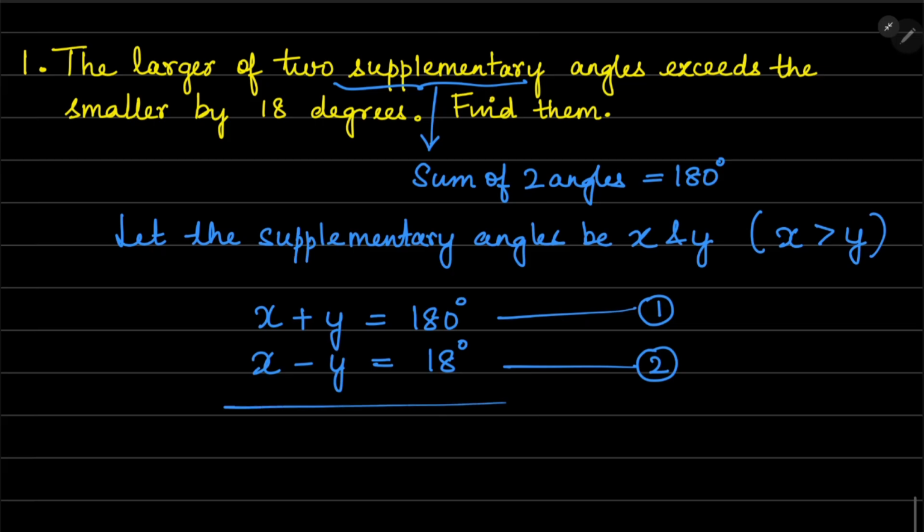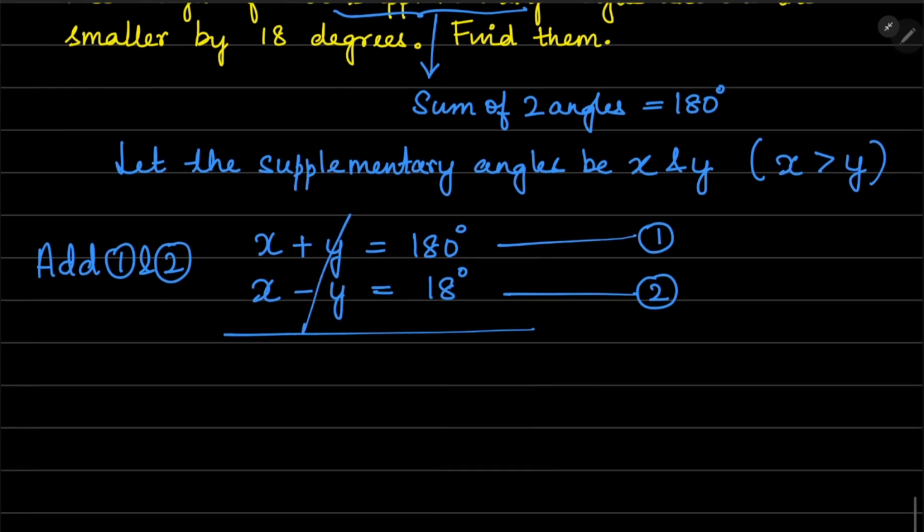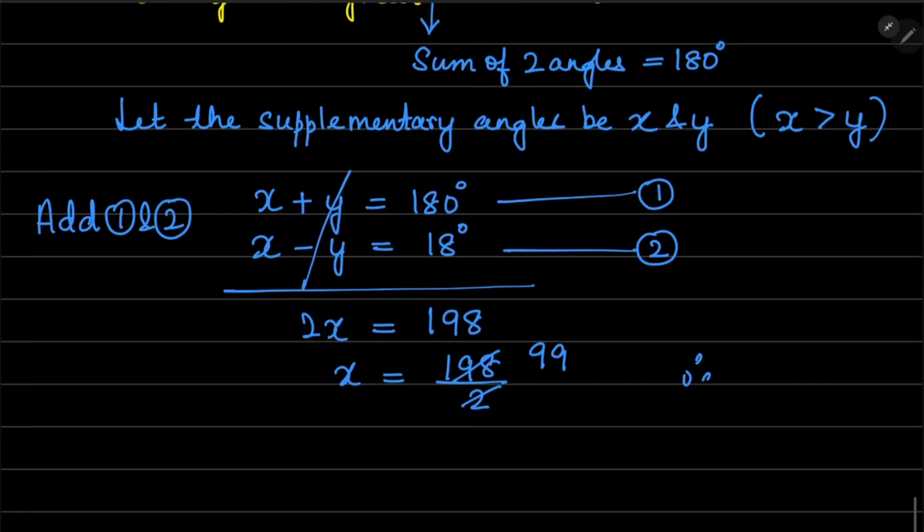Now let's just add equations 1 and 2. So what do you get? Plus y and minus y get cancelled. 2x is equal to 198. So x is nothing but 198 divided by 2. 2 nines are 18, again 2 nines are 18. Therefore, the first angle, that is the larger angle, is 99 degrees.